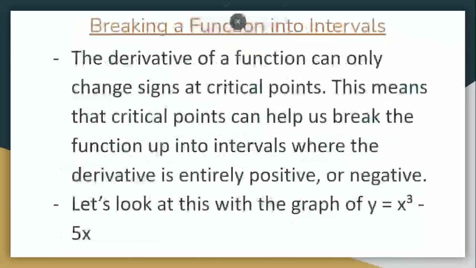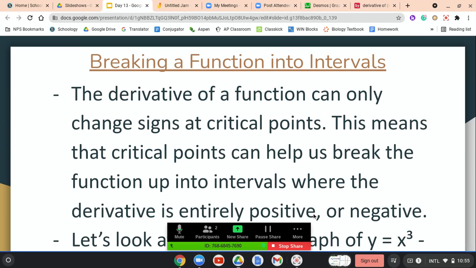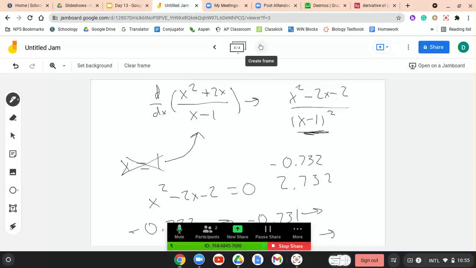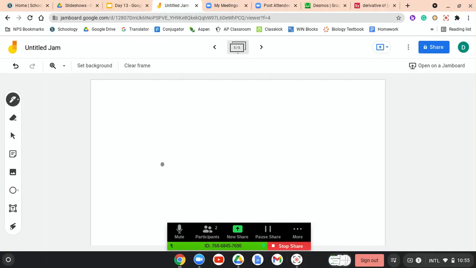All right. Breaking a function into intervals. The derivative of a function can only change signs at critical points. This means that critical points can help us break the function into intervals where the derivative is entirely positive or negative. As an example, let us look at the graph of y equals x cubed minus 5x. We could do that, but I might just do it very quickly.